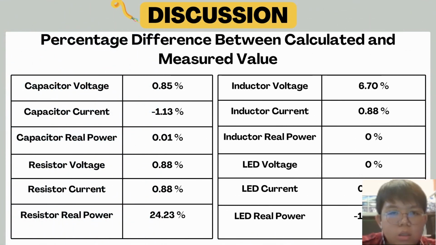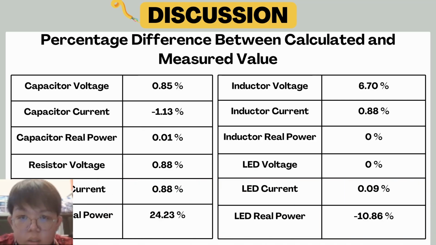As you can see, there is the table of percentage difference between the calculated and measured values. For the capacitor, voltage is 0.85%, while capacitor current is negative 1.13%. The capacitor real power is 0.1%, and resistor voltage and resistor current are 0.8%. The resistor real power is 24.23%. Inductor voltage is 6.7%, while inductor current is 0.8%. Inductor real power is 0%, while for the LED, current is 0.09%. Last, the LED real power is negative 10.86%.